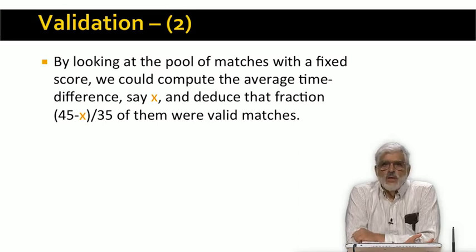If X equals 20, then we would expect that 5/7 of the matches are valid. That makes sense. 5/7 of the matches will have an average difference of 10, and 2/7 of them will have an average difference of 45, so the weighted average of the averages is 20.